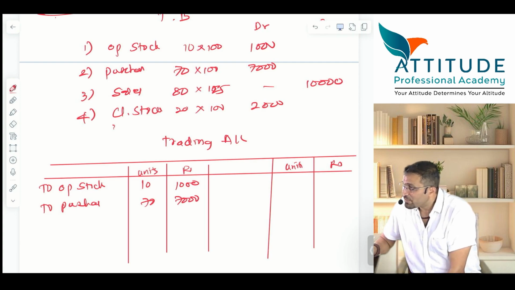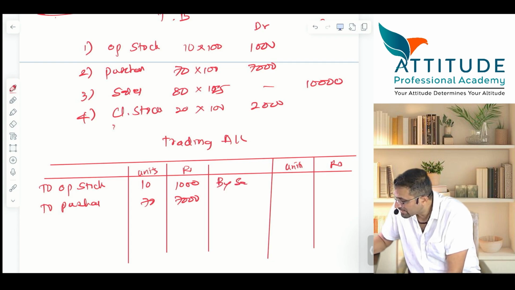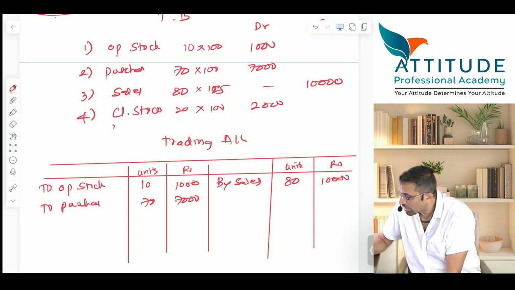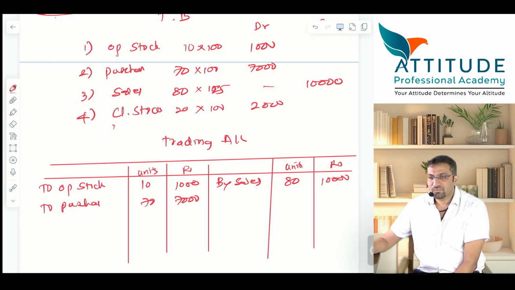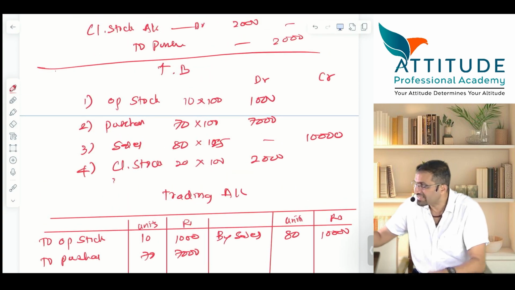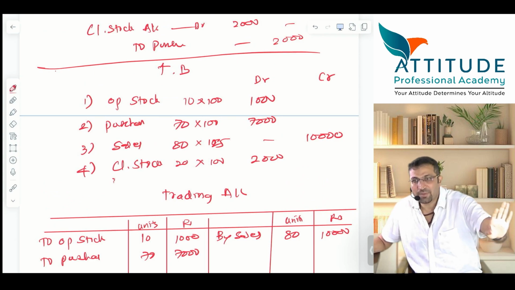But this is after adjusting for what? Closing stock. Then by sales 80 units. What about closing stock? Will this closing stock come in the trading account or directly go to the balance sheet? It will directly go to the balance sheet. Of course, other items I have not taken in the trial balance. Is that clear? Other items will also be there.